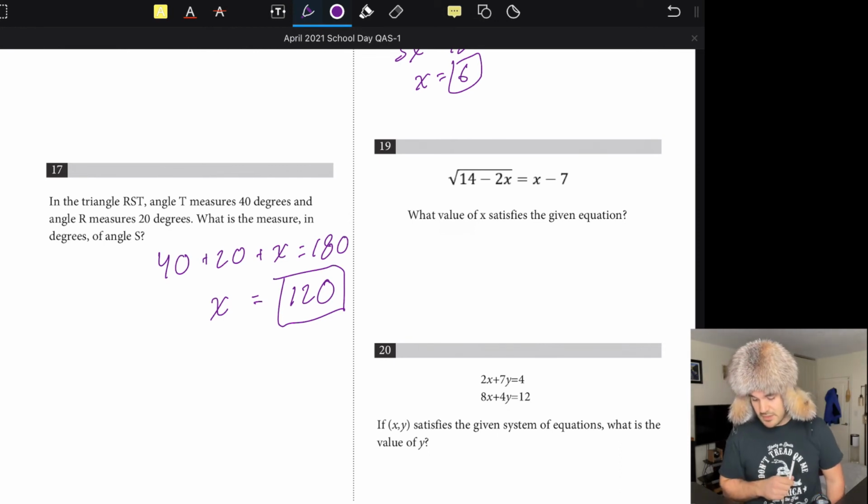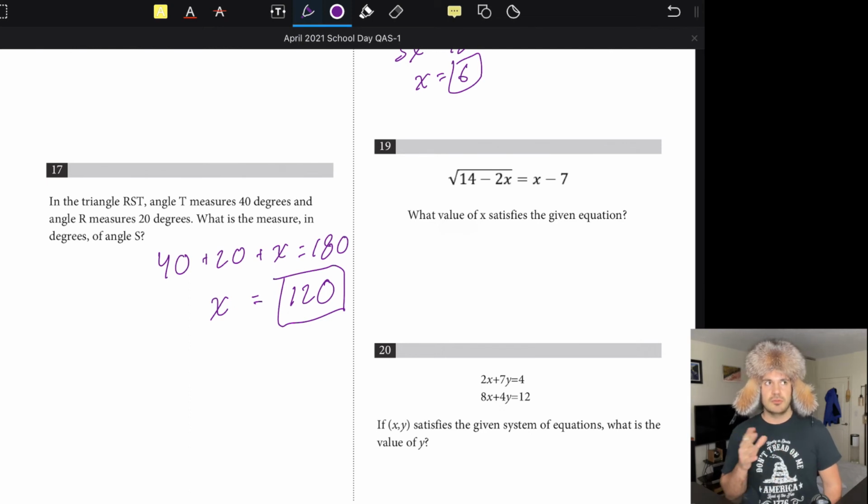Number 19, square root of 14 minus 2x is equal to x minus 7. What value of x satisfies the given equation? Normally if this were multiple choice, I would just tell you to plug the answer choices in, because in this sort of question you'll get a proper solution and then an extraneous solution that you'll need to test out. But it's not multiple choice, so we're just going to have to do it out.